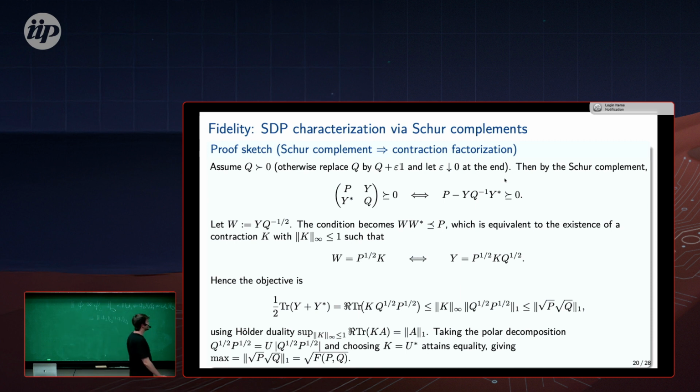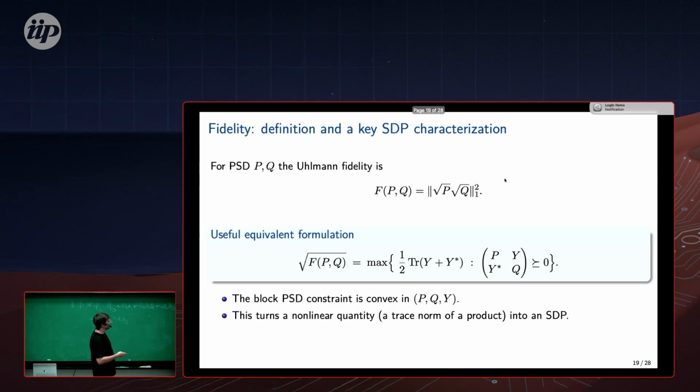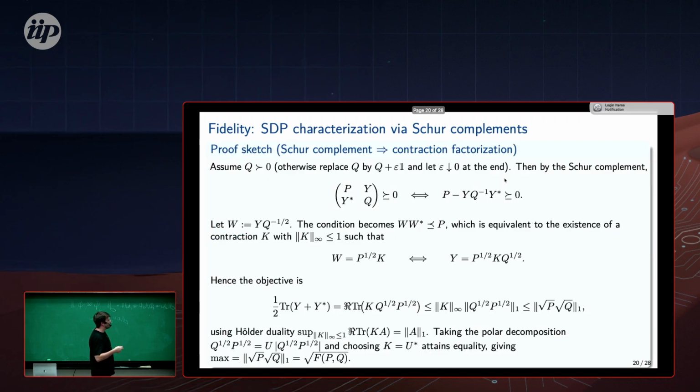Okay, so don't worry about the rest of the proof. Just note this Schur complement trick. Okay. So how are we going to show this formula here for this quantity in terms of an SDP? The trick is as follows.